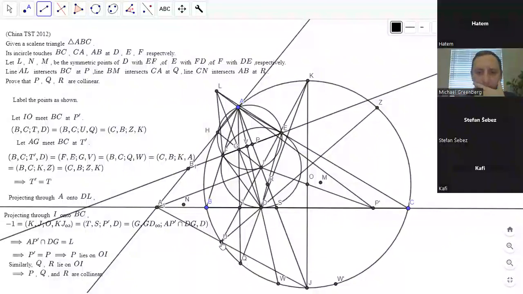And it should be done by some ratio chasing using Menelaus on, like we can take the intersection of the, wait.